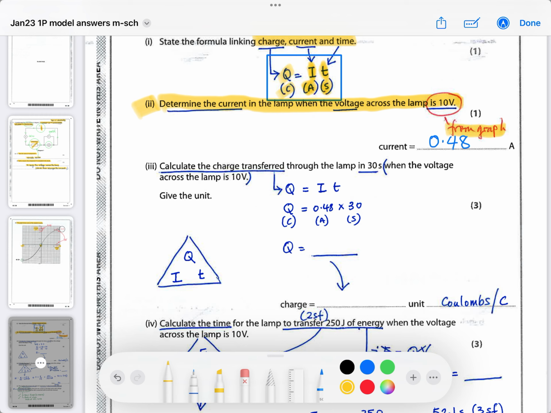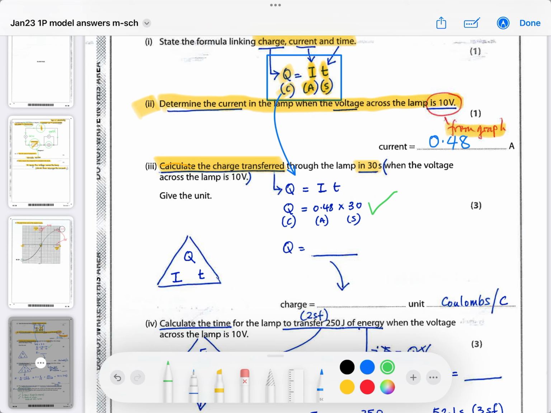All right. So the next part says calculate the charge transferred, that's Q, from the lamp in 30 seconds. So you're now going to use the equation which we looked at before. This equation, I'm rewriting it for the sake of completion. And you can see equation, numbers in. You get 1 mark for putting your numbers in. Yeah. And 1 mark for getting your answer correct.